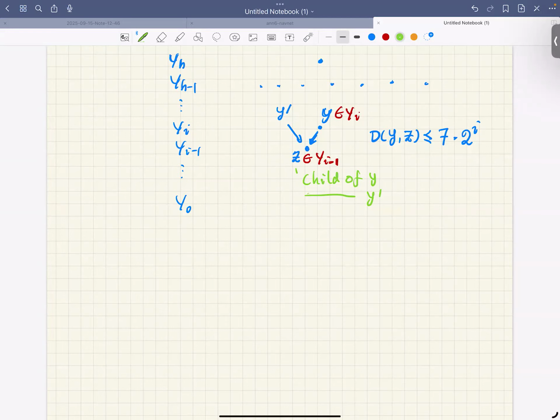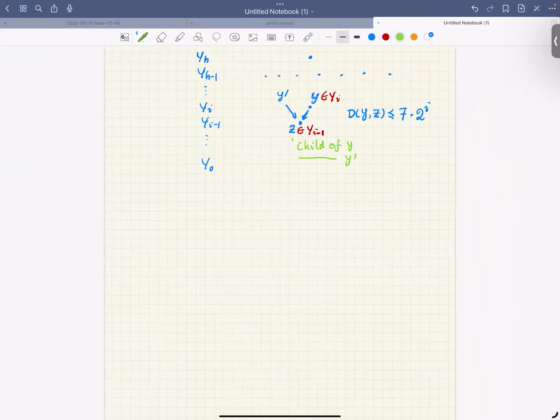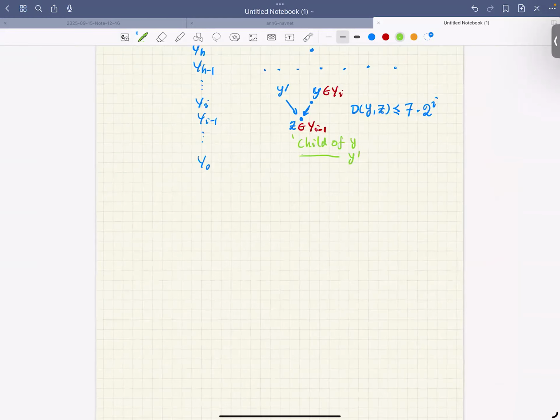Now let's look at the most interesting part, the analysis. The analysis is always the most interesting part, right? Why does this work? First of all, let's understand why the space consumption is small.